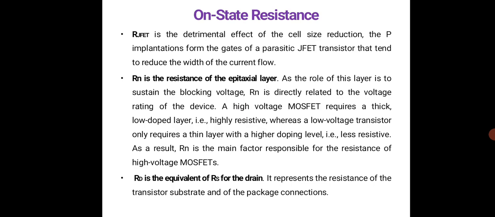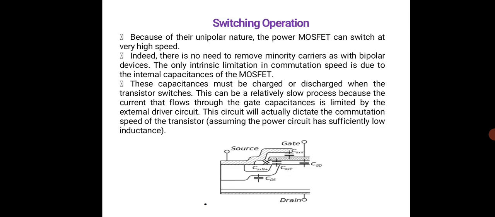The role of this layer is to sustain the blocking voltage. Rn is directly related to the voltage rating of the device. A high voltage MOSFET requires a thick low doped layer. So Rn is the main factor responsible for the resistance of high voltage MOSFETs. Rd is the equivalent of Rs for the drain. It represents the resistance of the transistor substrate and of the package connections.